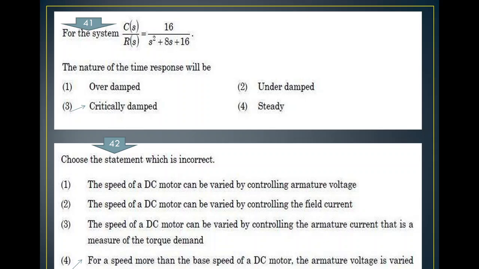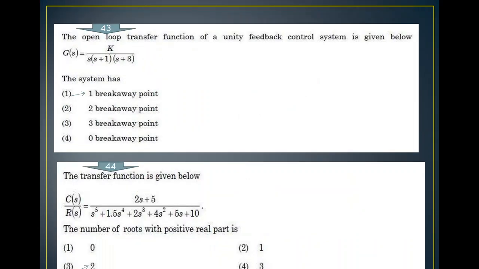Is incorrect. Next question. Question number 43. The open loop transfer function of a unity feedback control system is given below. G of s is equal to k upon s(s plus 1)(s plus 3). The system has: option first, 1 breakaway point; option second, 2 breakaway points; option third, 3 breakaway points; option fourth, 0 breakaway points. The correct option is first, 1 breakaway point.